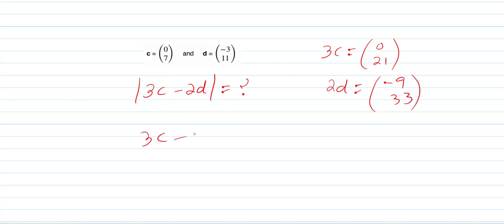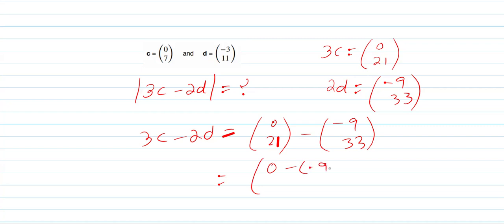Now, what will be 3c minus 2d? I have to subtract them. 0, 21 minus 9, 33. So let's subtract: 0 minus 9, 21 minus 33. So that will be 0 plus 9, it will be 9. 21 minus 33 will be minus 12.